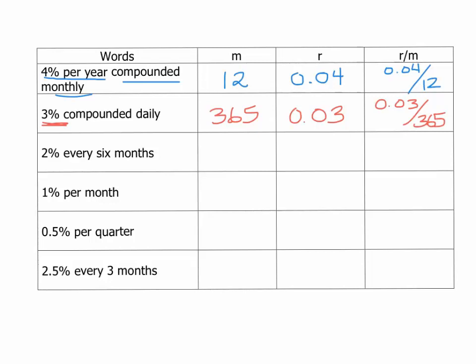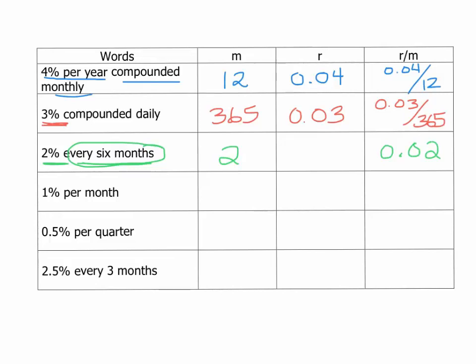Now in this next one, it says 2% every 6 months. In this situation, they're telling us the compounding rate per period. Our interest is being compounded every 6 months. There's 2 6-month periods in each year, so our M is going to be 2. They don't tell us the value of our R, they tell us the value of our R divided by M. So R divided by M is 0.02.